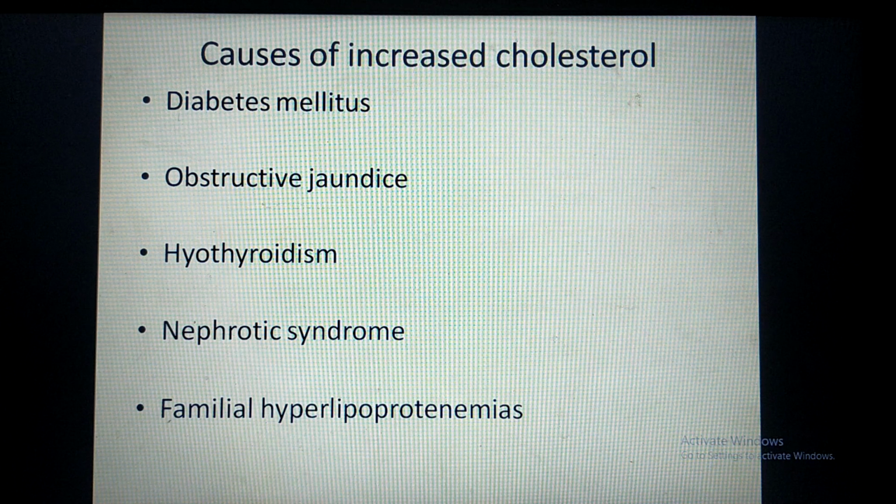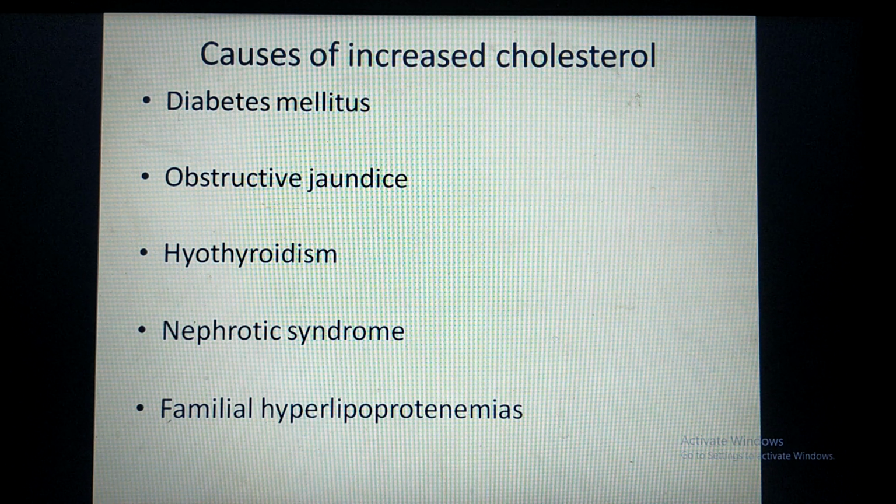Then the next cause is obstruction to the flow of bile, that is obstructive jaundice. Whenever there is obstructive jaundice, the flow of bile does not take place, and the neutral sterols and the bile acids which get excreted through the bile, that pathway stops. Therefore, excretion of cholesterol through the bile is hampered. This will increase the blood cholesterol level.